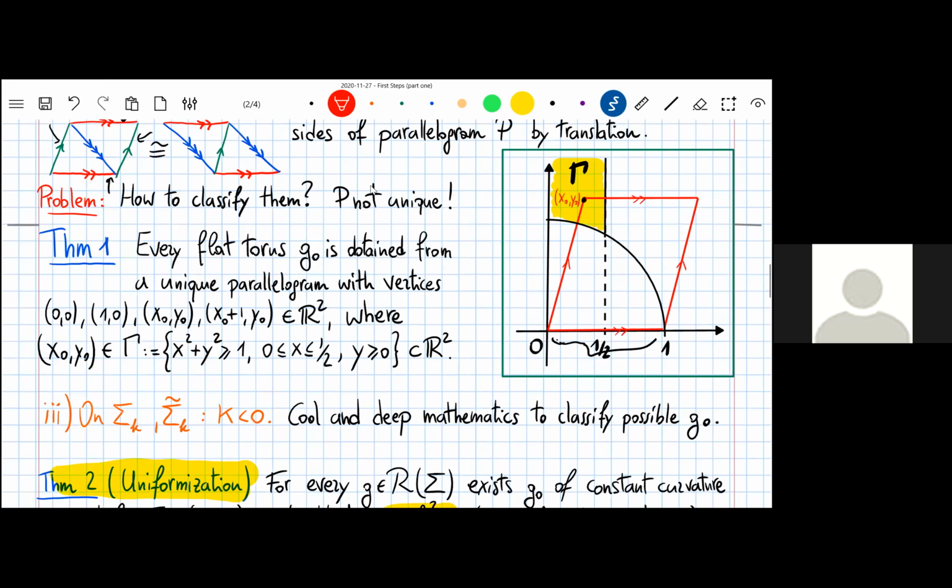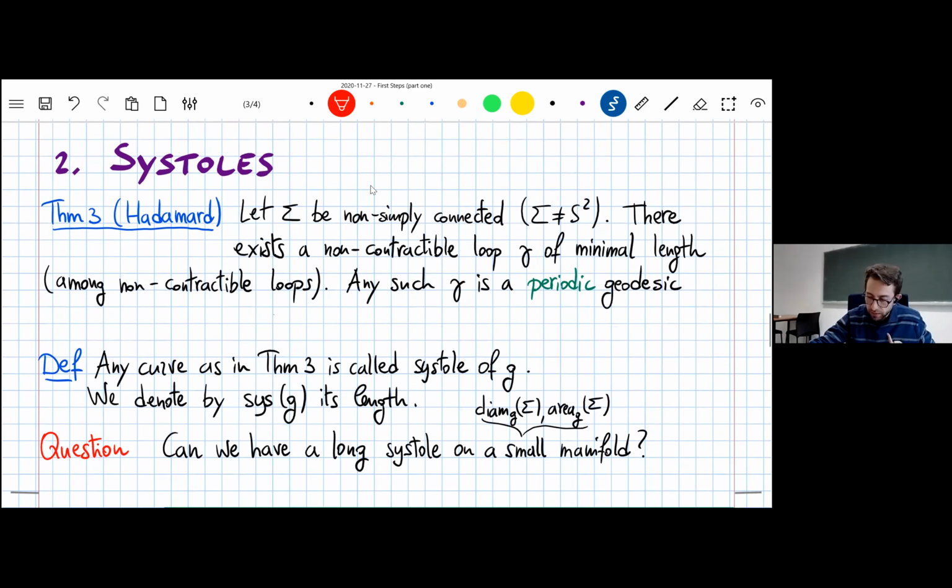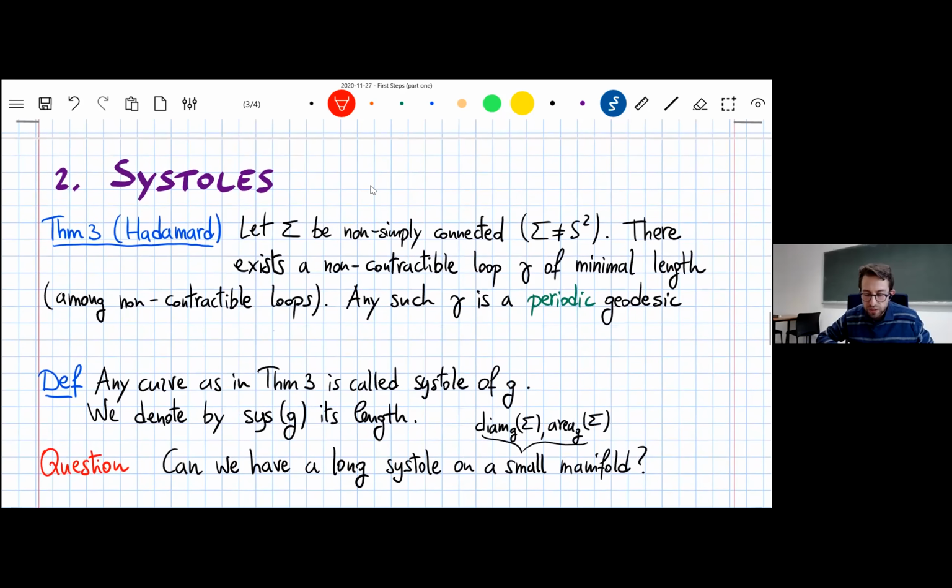And then the first thing is that one has to know that such an object exists. And this is a classical theorem of Hadamard for surfaces, saying that if you have a non-simply connected space, so in our case, it simply means we are not looking at S2, then you will always find a non-contractible loop of minimal length among non-contractible loops. And then also what we know from the theorem is that this gamma is a periodic geodesic.